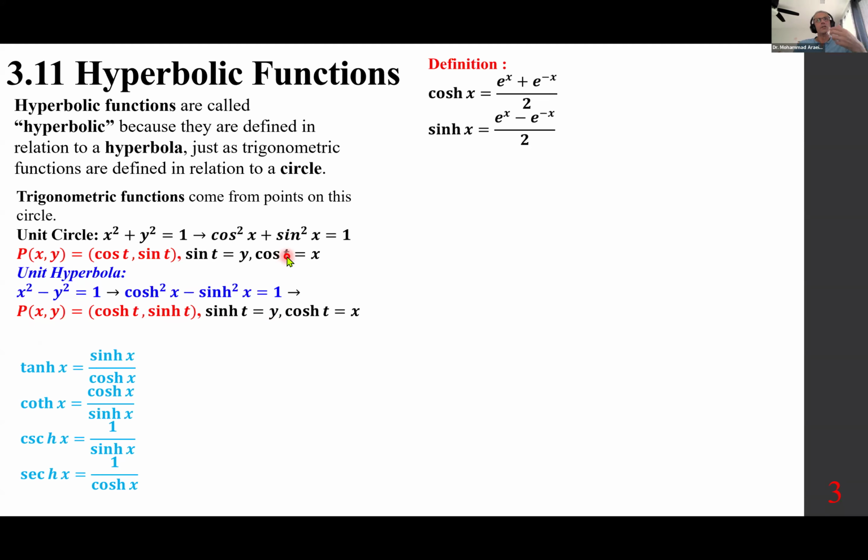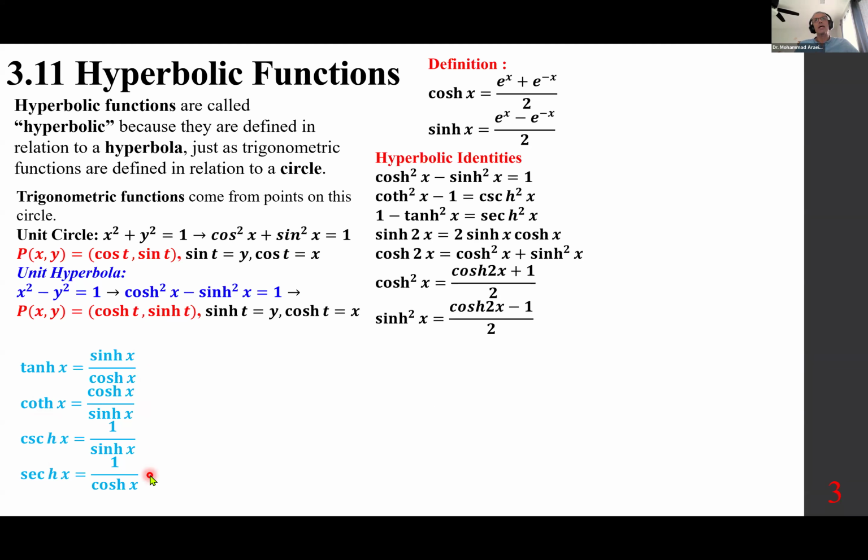So having said that, there are definitions with trigonometric functions. For example, tangent is sine over cosine. Same thing with the hyperbolic functions, similar. Hyperbolic tangent is sinh over cosh. Hyperbolic cotangent is cosh over sinh. Cosecant, remember, is 1 over sine. So hyperbolic cosecant is 1 over sinh. And hyperbolic secant is 1 over cosh. Very similar to what we have seen.